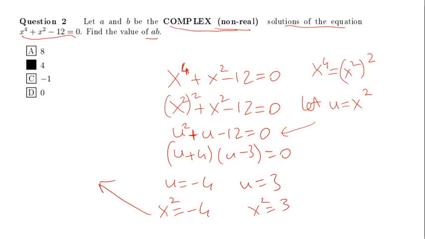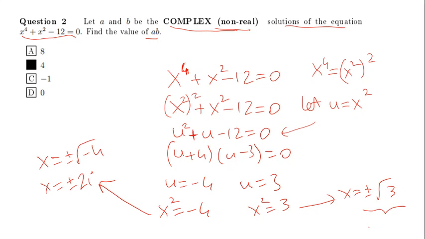And from here we have two roots each. X is equal to plus minus square root of minus 4, which is x equal to plus minus 2i. And here if you solve this one, you get x equal to plus minus square root 3, and these are real roots. These are real roots, but it's asking for the complex roots. Now the complex roots are 2i and minus 2i.